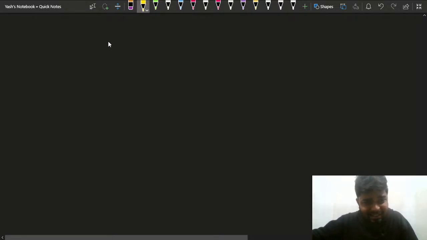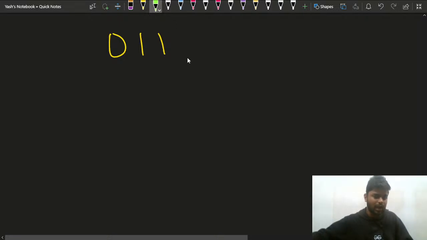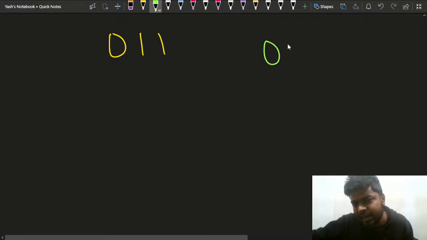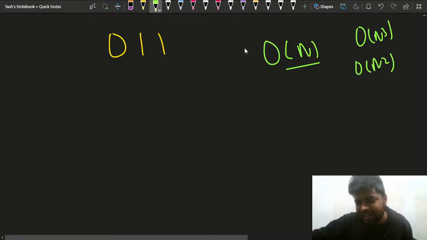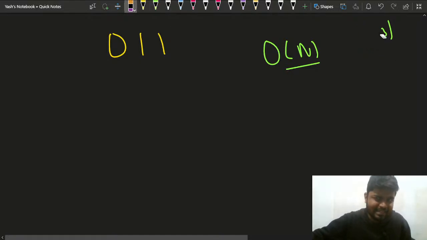Let's say I have 0, 1, and let's say I have 1, something like this, right? How can I do it in order of n time? Can I do it in order of n time? I can do it in order of n cube. I can do it in order of n square. Now, can I do it in order of n? Right, that's the case that lies ahead.